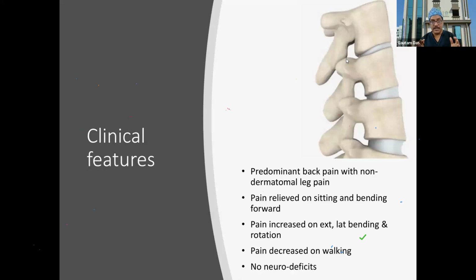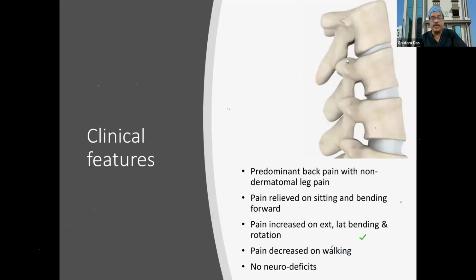If you understand this, then you'll be able to understand which posture is going to increase facet pain, and which posture is going to reduce the facet pain. So first is how to load the facet joint. The facet joint is the pivot for three important movements. One is extension, lateral bending, and rotation.